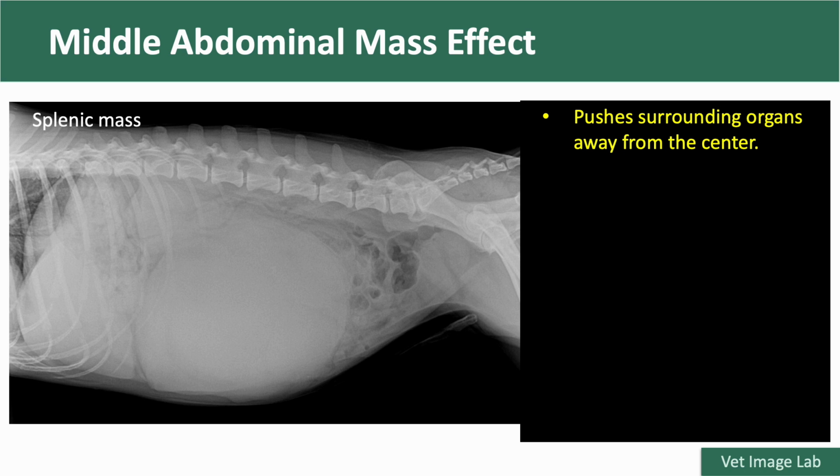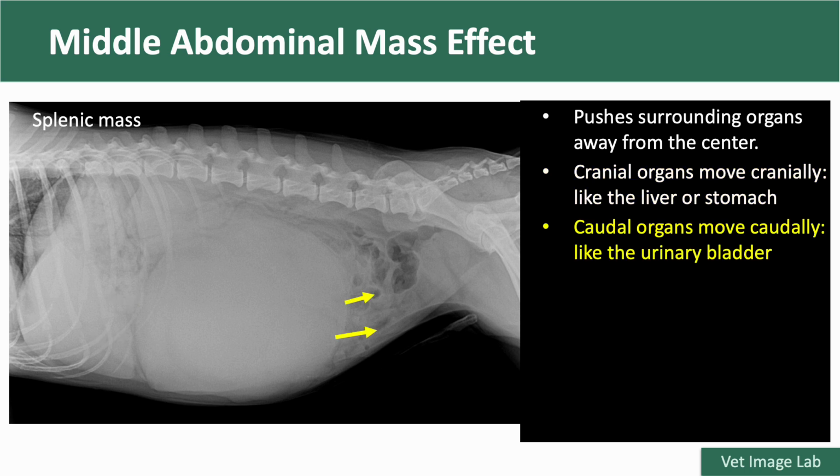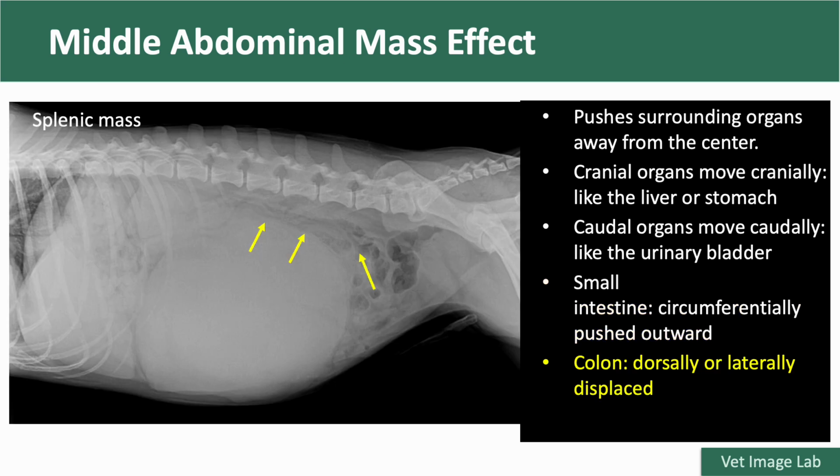Now let's look at mass effects in the middle abdomen. When a space-occupying lesion develops in the mid-abdomen, it pushes surrounding organs away from the center. Typically, cranial organs, like the liver or stomach, are displaced cranially, while caudal organs, such as the urinary bladder, are pushed caudally. The small intestine spreads out in all directions, what we call circumferential displacement. The colon tends to shift dorsally or laterally, depending on the lesion's location.